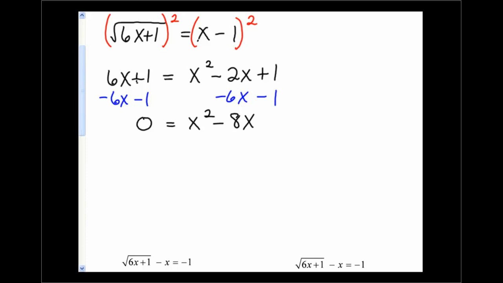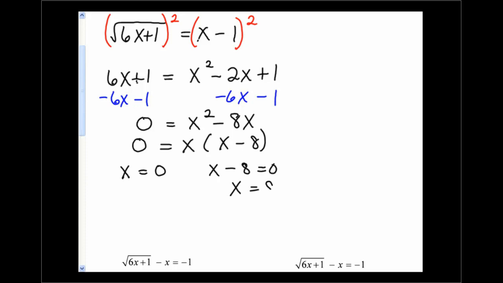Now to factor this quadratic, we'll factor out the greatest common factor, x. So we'll have x times x minus 8, setting each of the factors with a variable equal to 0. We end up with x equals 0 and x equals 8.